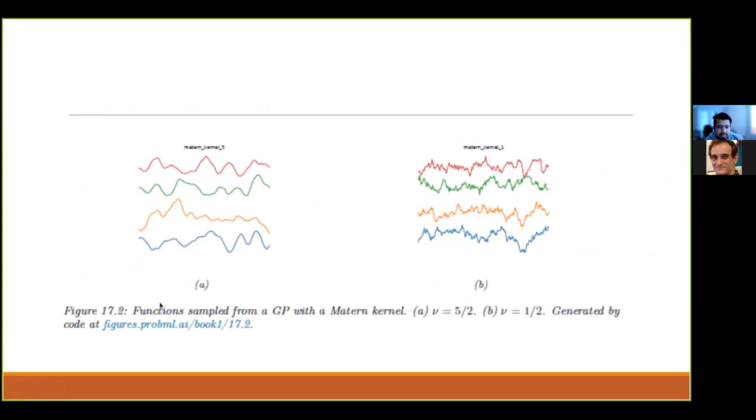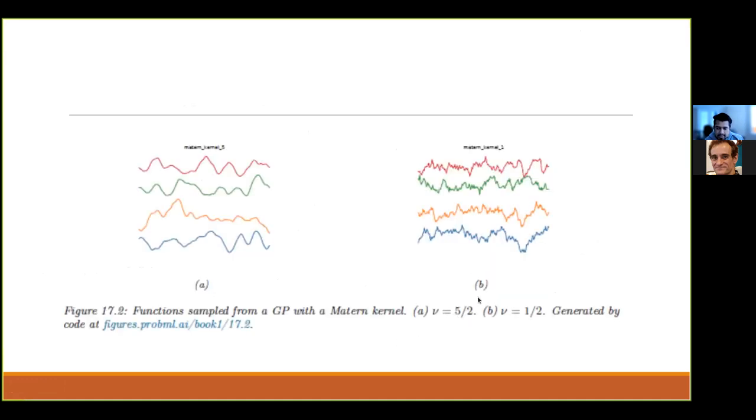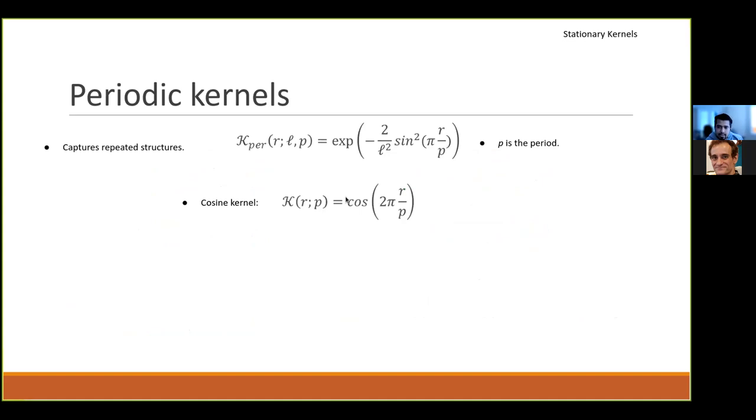So A represents a Matern kernel with v equal to 5/2. As we said, v can be a real number, so that's why it can be a fraction. Since it's 5/2, we could say it's double differentiable. For figure B, v is equal to 1/2, and it's just single differentiable. We cannot differentiate two times. So that's why it's more wiggly here, and it is a bit smoother here. So yeah, that's it.